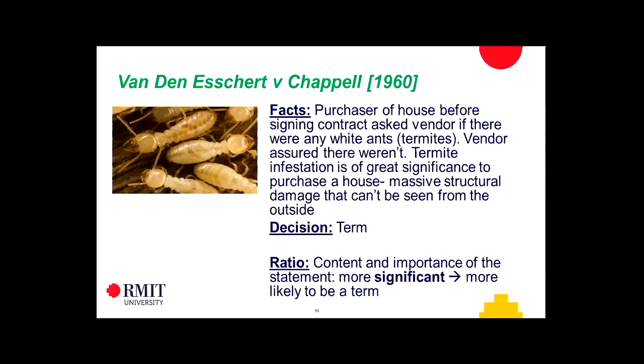Bend and Eschert is about the importance. Now this purchaser is buying this house. They're signing the contract and then they ask the vendor for assurance that the house is free from termites. Sometime after the purchase, they've moved in and realised that the house actually has termites.